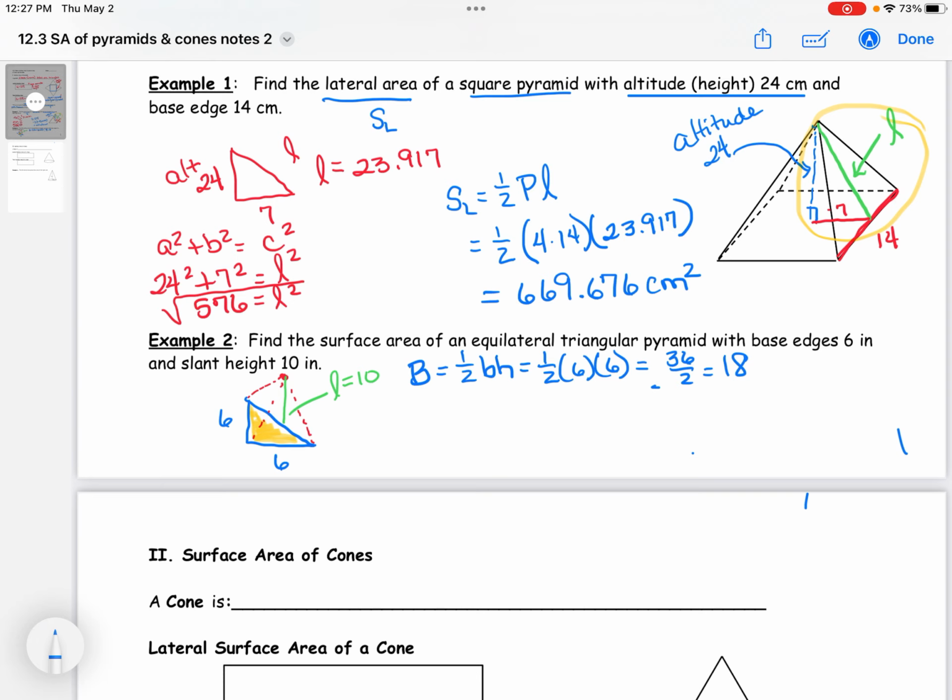And so for the total surface area, I'm going to have 1/2 the perimeter, which is 3 times 6, times the slant height plus the area of the base.